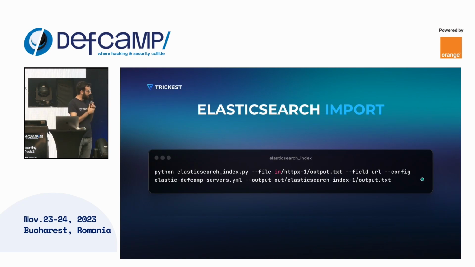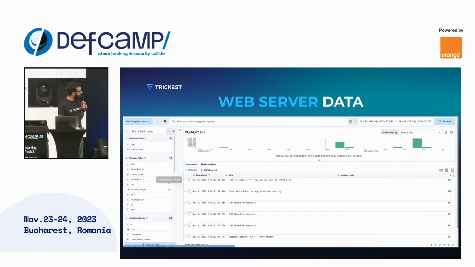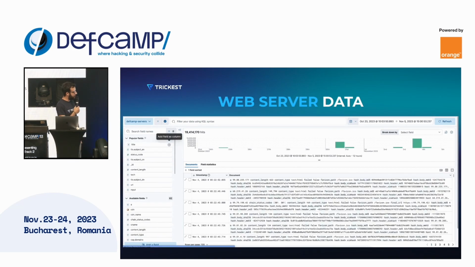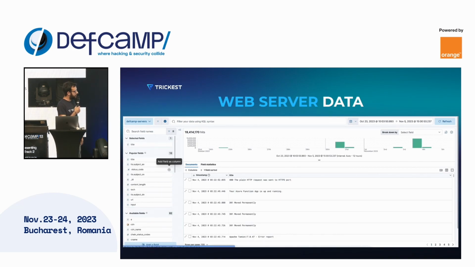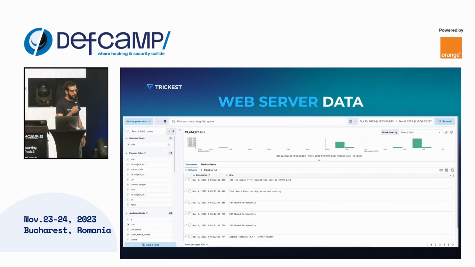This is the actual command, so it gets a file. The field command is a URL, something that we don't want to have duplicates for. And the config file is actually credentials to the Elasticsearch instance. This is how this data actually looks in the Elasticsearch database. On the left are all of the fields which we could filter, and we can enable them and see them in a dashboard, and of course we can create additional visualizations.